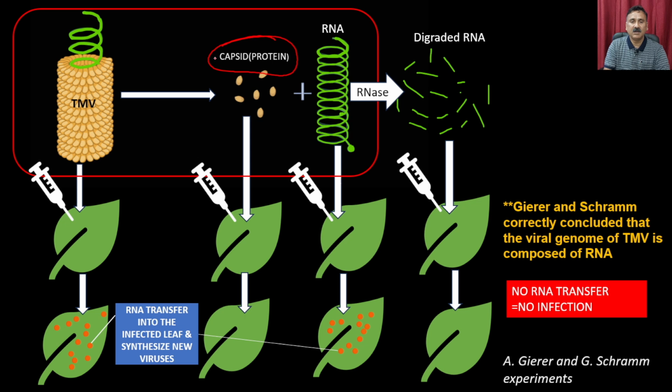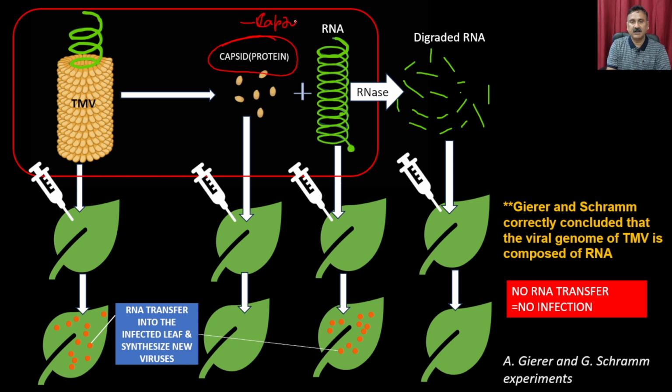So they have removed it, fragmented that into a protein and RNA, and then they degraded the RNA with the help of the RNase. So these are the four components. When they take the TMV virus and infect new cells, a new leaf, they found that the infection is happening. When they remove the capsid part, right?